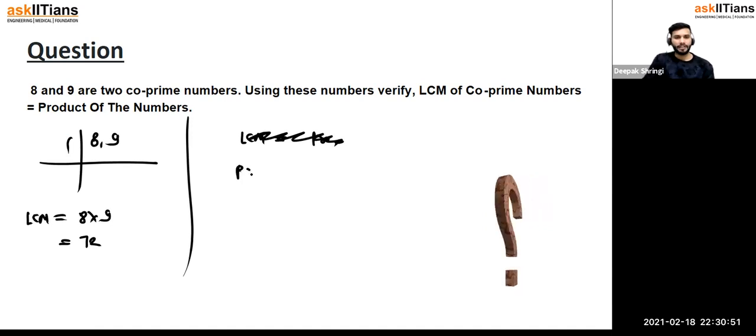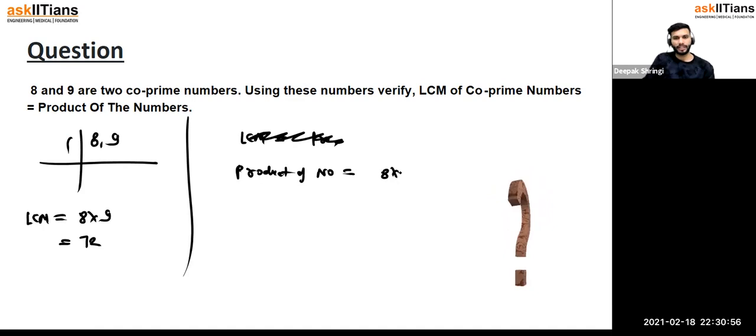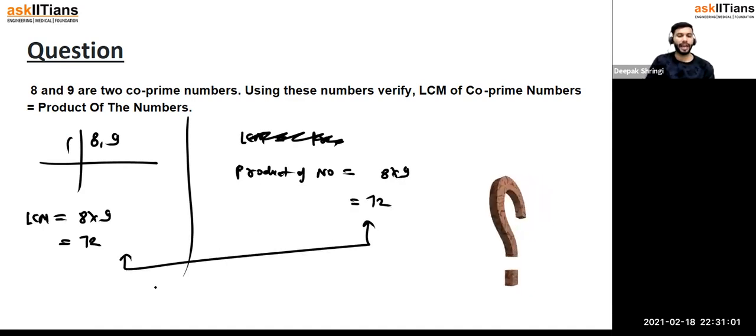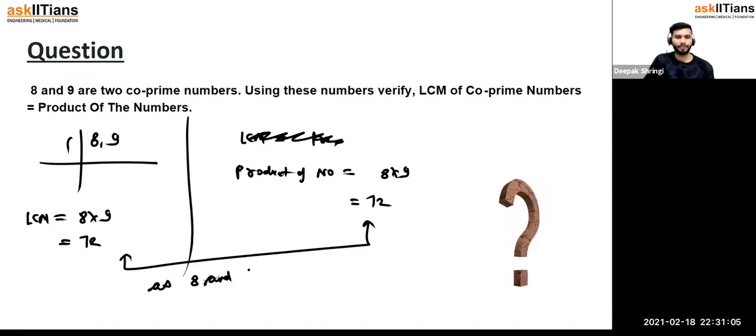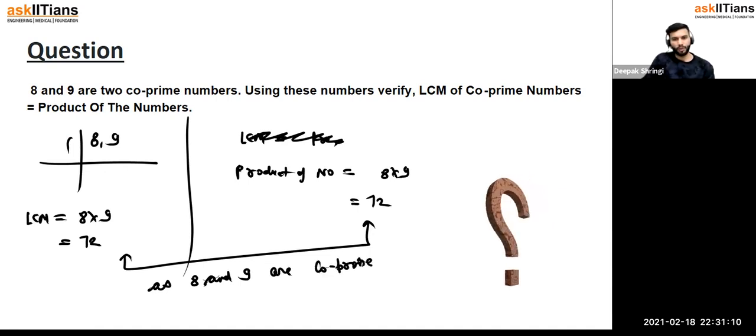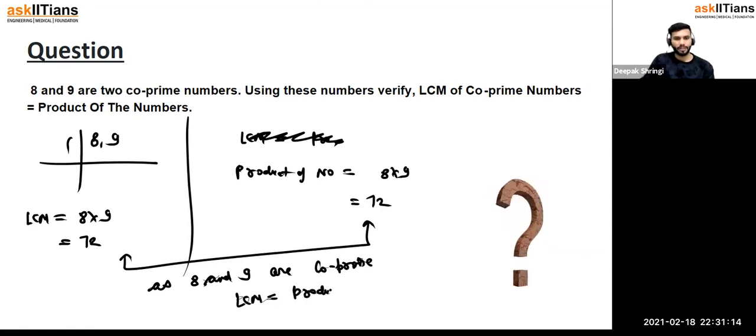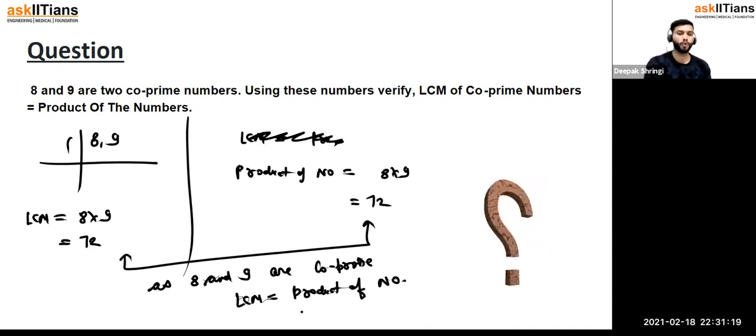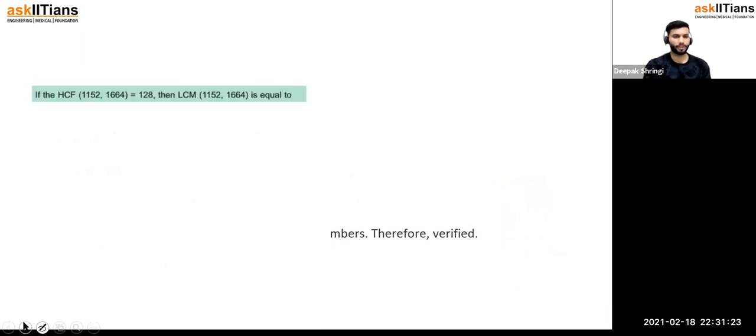We need to verify that, right? So what is the product of the numbers? 8 into 9, and that's 72. You can see that the product and LCM are equal to each other, right? As 8 and 9 are co-prime, we can write over here that 8 and 9 are co-prime. So you can see that their LCM and their product were the same. The product of two numbers was the same as their LCM because these two numbers were co-prime. Got it? Okay, fine.